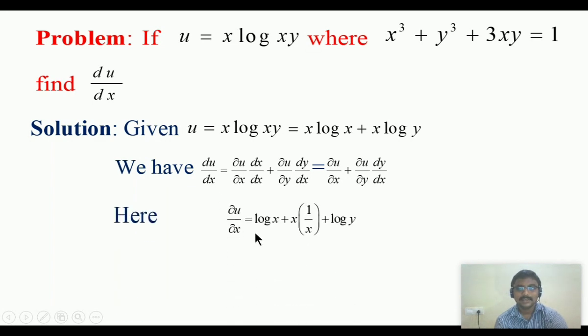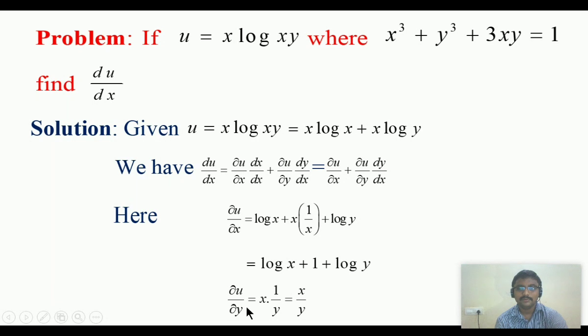Dou u by dou x is obtained by differentiating partially with respect to x. X log x is differentiated using the product rule. Log x kept constant, x derivative is 1, plus x kept constant, log x derivative is 1 by x, plus log y constant, x derivative is 1. So it is the value of dou u by dou x. Simplifying, log x gets cancelled: 1 plus log y.